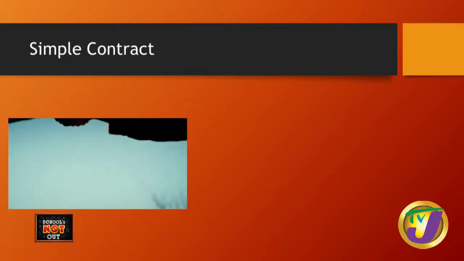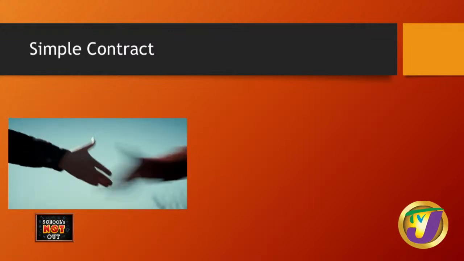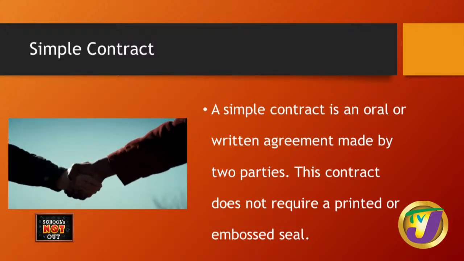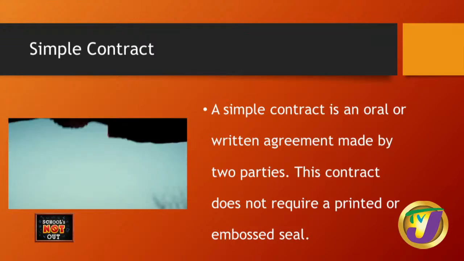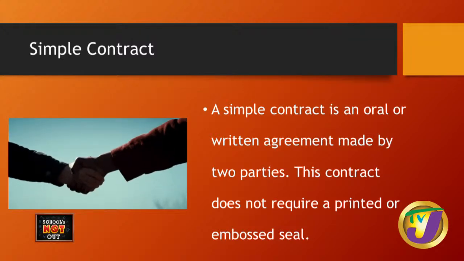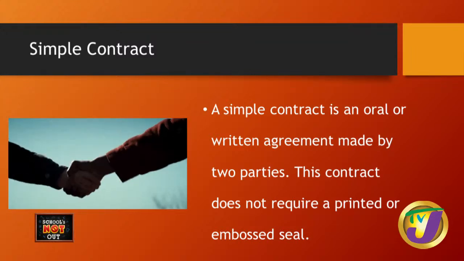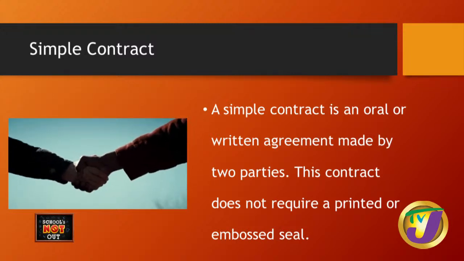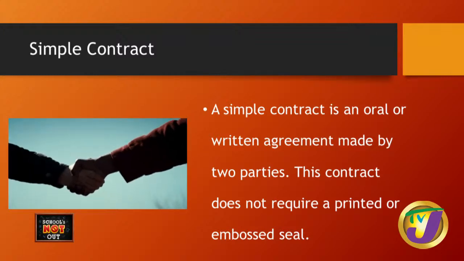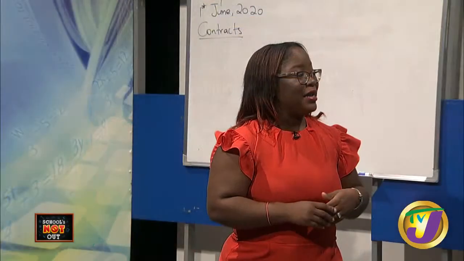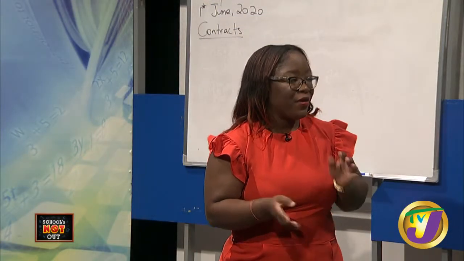So we're going to start off by breaking down what a simple contract is. And this contract, of course, would sound a little less complicated than that of a specialty contract, as the word suggests, a simple contract. Therefore, a simple contract is an oral or written agreement, enforceable by law, of course, that does not require a printed copy of the contract, nor does it require a copy that is embossed or sealed. So it's key to note this: a simple contract can be communicated orally, or it can be written, whether oral or written.